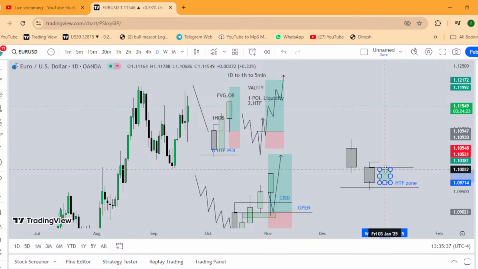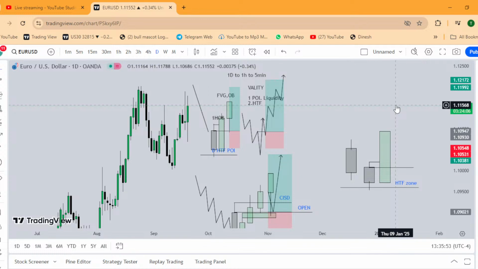Now it takes us back to the logic that we always say. What is an order block? An order block is the last bearish or bullish candle before a change in trend, or it's the last series of bearish or bullish candles before a change in trend. You've seen that also. It can be a series of candles, it can be one single candle.